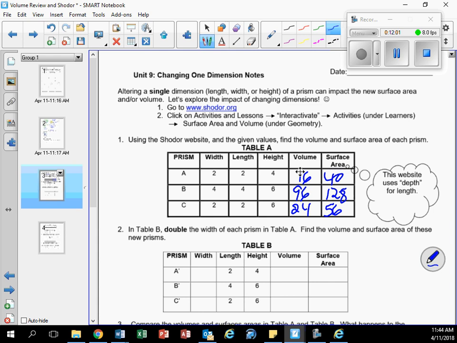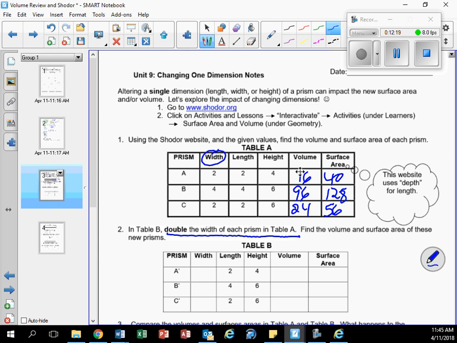Now what we're going to see is the beginning of our exploration of what happens when we change the length. And we're going to start with table B. If we read table B, it says, double the width of each prism in table A. Here's the width, and we want to double it. Well, what happens when we double something?